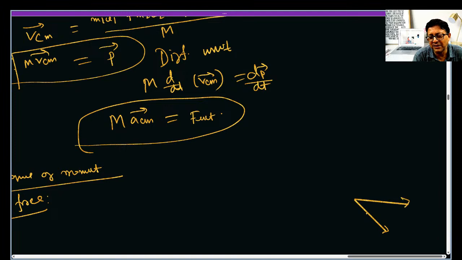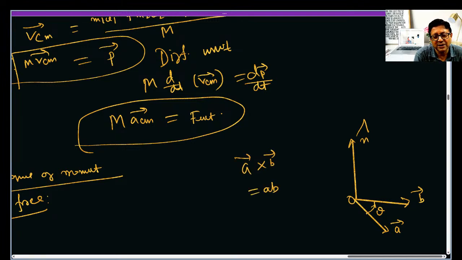This is A vector, this is B vector. If you curl the fingers of your right hand from A vector to B vector, then the cross product direction is this way, isn't it? Along the perpendicular to the plane of A and B. What is A cross B by definition? Tell. AB sin theta n cap, isn't it?